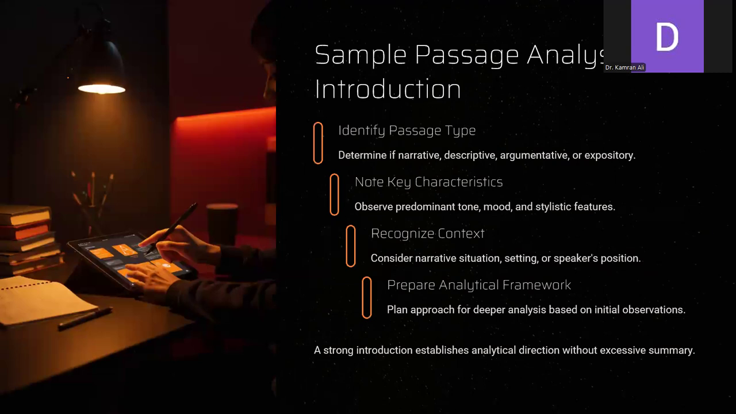Sample passage analysis, introduction. Identify passage type, determine if narrative, descriptive, argumentative, or expository. Note key characteristics, observe predominant tone, mood, stylistic features. Always remember predominant. That means the one which is recurring, appearing again and again in the text. Recognize context, consider narrative situation, settings, speaker's position. Prepare analytical framework. That's not exactly for you guys, but yes, you can brainstorm how you're going to approach the text, how you're going to structure your own commentary, this way.